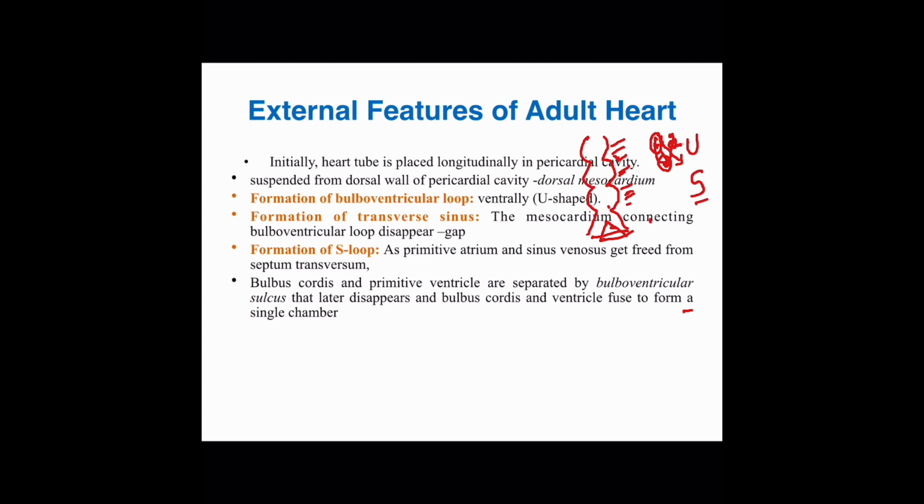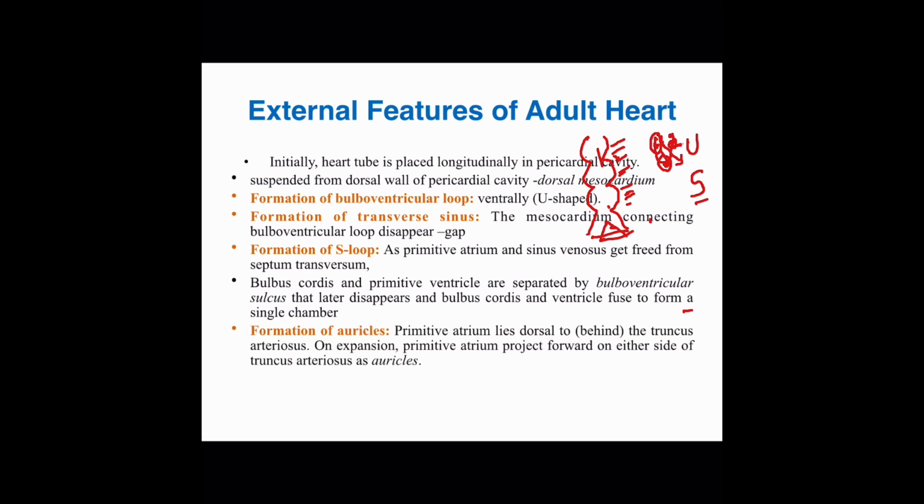Why external changes? It is just a tubular structure. We need to form a definitive heart. In the definitive heart, you see the atria and ventricles, and the atria are more on the posterior aspect. Only the auricular part we can see anteriorly. Then, formation of the auricle: the primitive atrium lies dorsal to the truncus arteriosus. On expansion, it projects forwards on either side to form the auricle. So these are external changes of the heart.